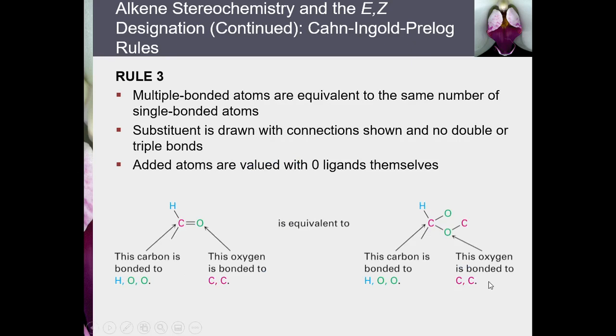Next, rule number 3. So multiple bonded atoms are equivalent to the same number of single bonded atoms. Substituent is drawn with connections shown and no double or triple bonds. And then added atoms are valued with zero ligands themselves. So para mas maintindihan nyo, ito siya.